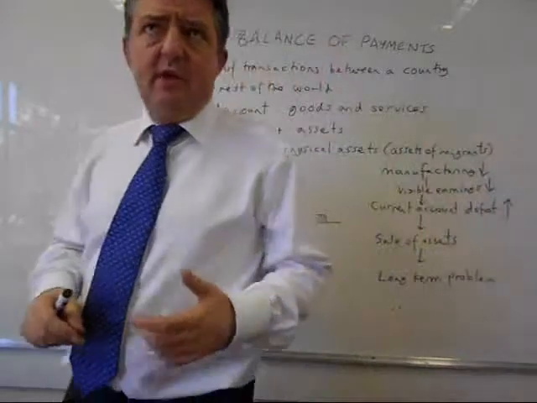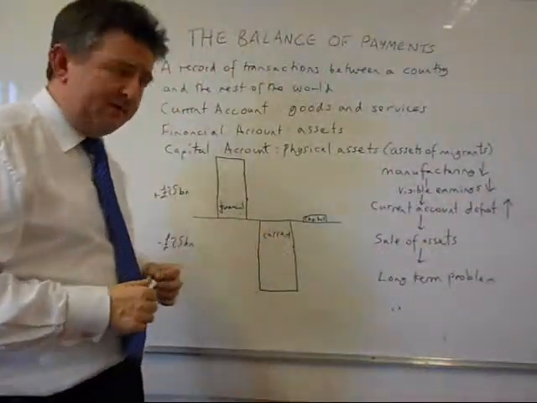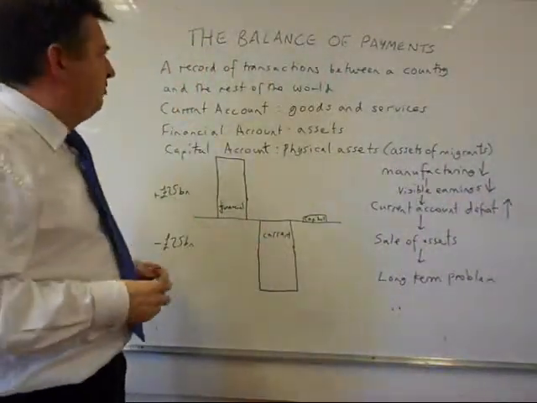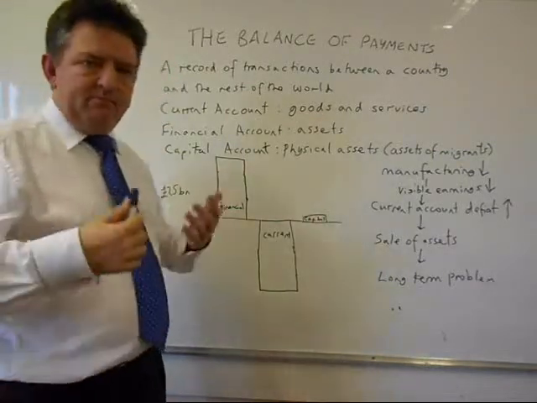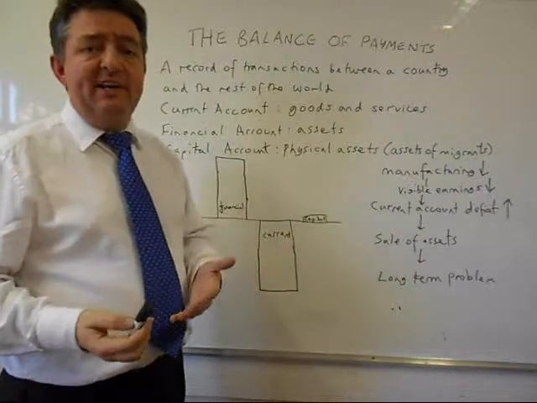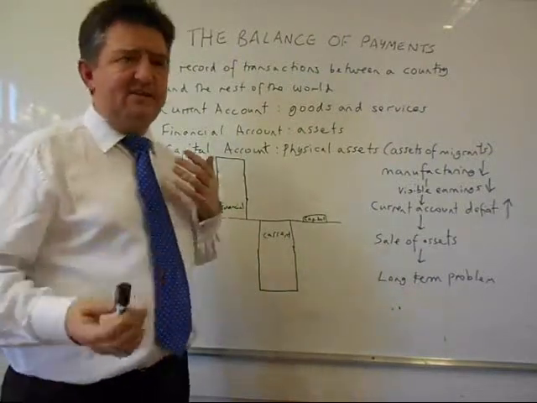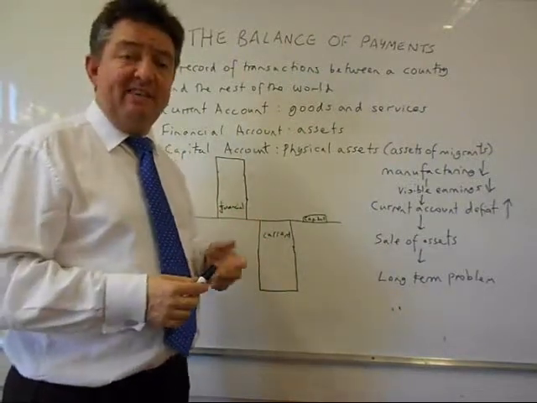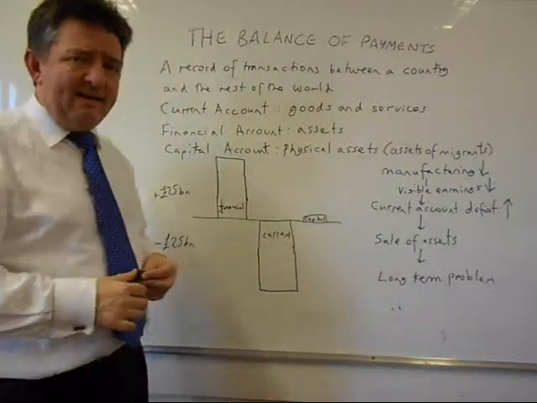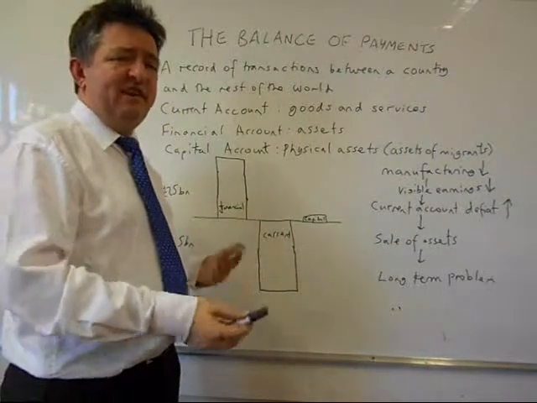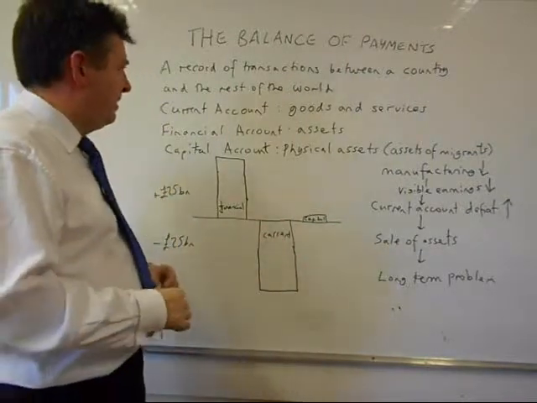Right, in this lesson we're going to look at the balance of payments. Balance of payments is a record of transactions between a country and the rest of the world. And Britain, for example, has imports and exports. It trades financial assets overseas, such as factories and oil rigs and telecom networks. And also people come from overseas to live in Britain and they bring assets with them.